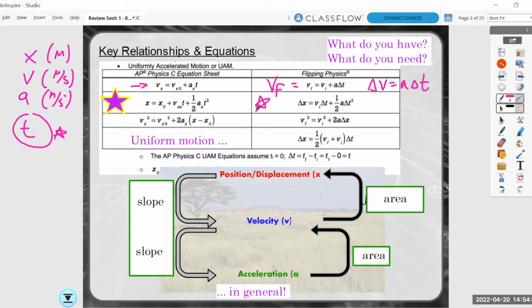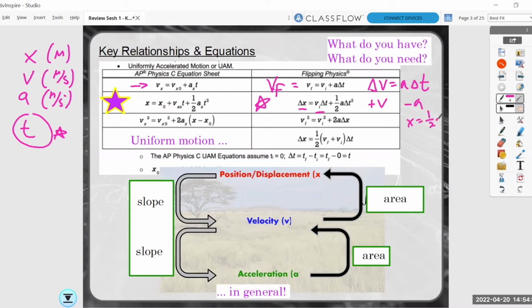The third equation is the one that has no time in it whatsoever. It's actually secretly not a kinematics equation at all. It is actually a forces and work equation, but we still use it here as a kinematics equation. That last one, that third one, of course, is our v final squared equals v initial squared plus 2a times our displacement.